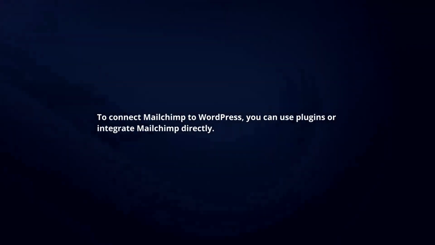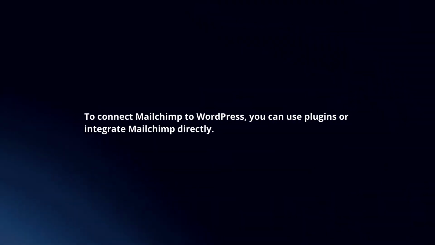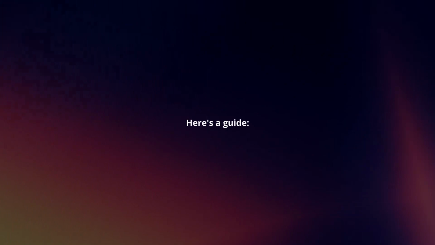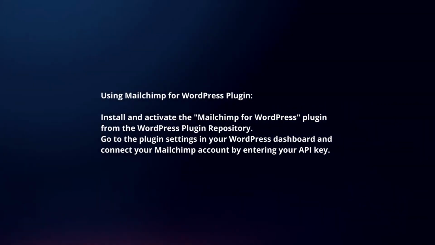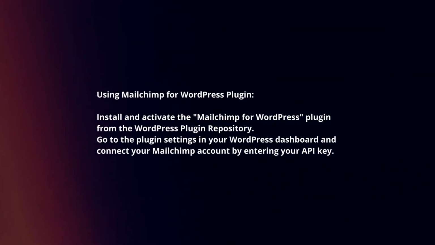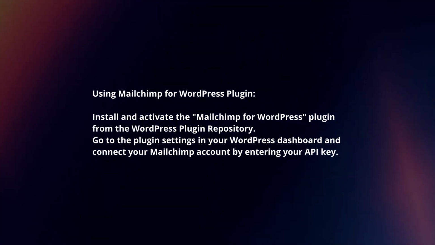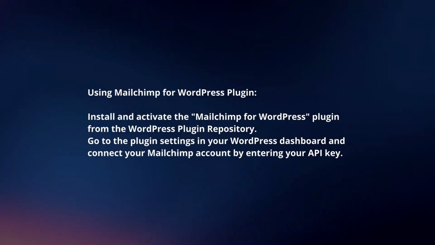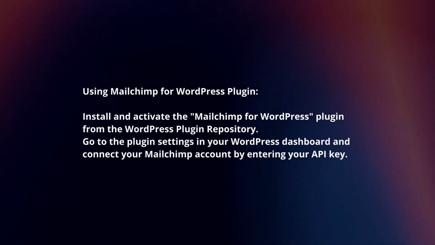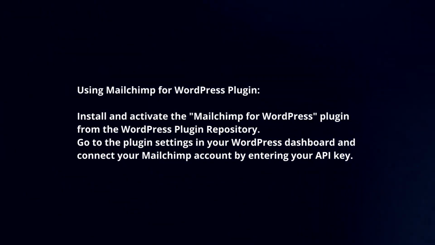To connect Mailchimp to WordPress, you can use plugins or integrate Mailchimp directly. Here's a guide. Using Mailchimp for WordPress plugin. Install and activate the Mailchimp for WordPress plugin from the WordPress plugin repository. Go to the plugin settings in your WordPress dashboard and connect your Mailchimp account by entering your API key.